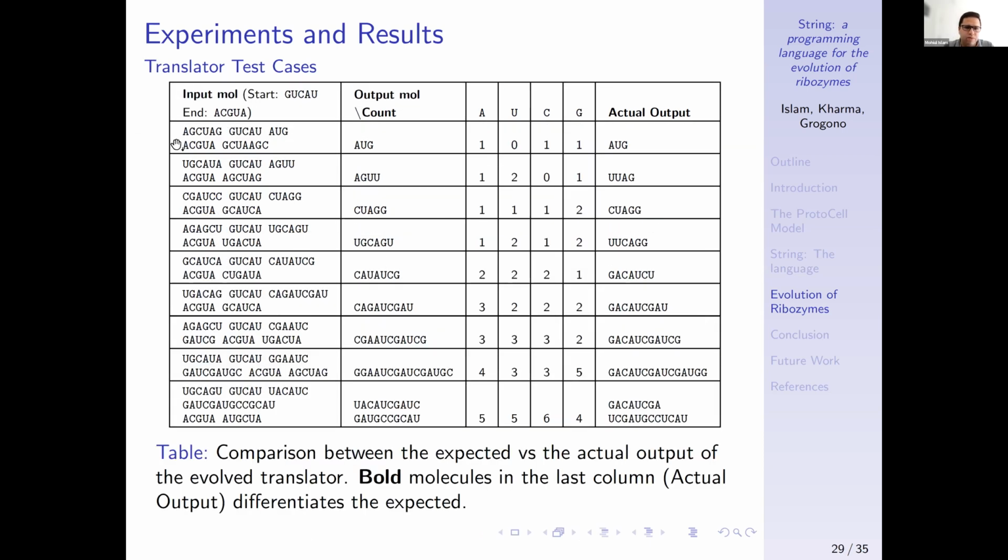And these are the test cases for the translator. The translator starts with a start codon and an end codon. As soon as the translator program finds the start codon, it will start making a copy. As you can see, AUG was copied. And as soon as it finds the end codon, it will stop copying. So that's the expected output, and this is the actual output that we received. And these are the molecules that we left so that the copying process can happen.